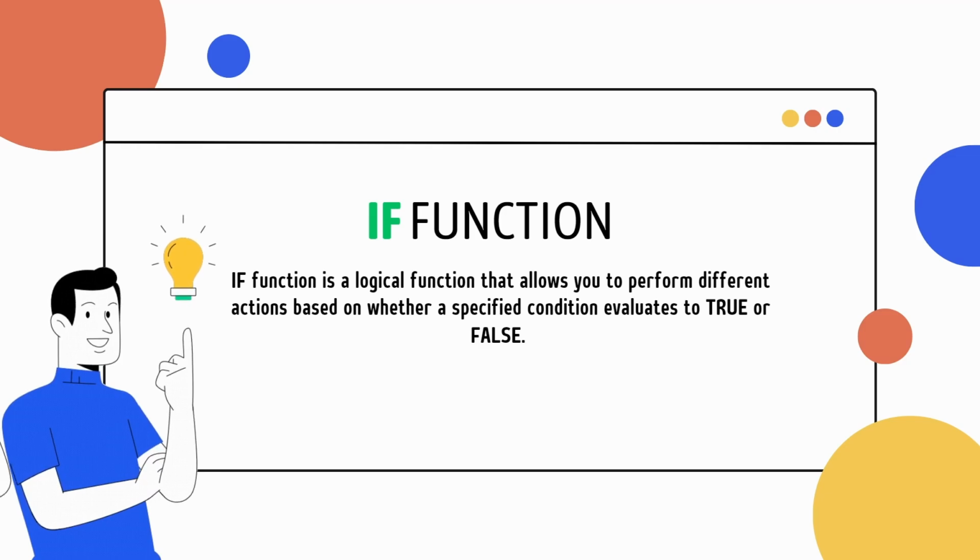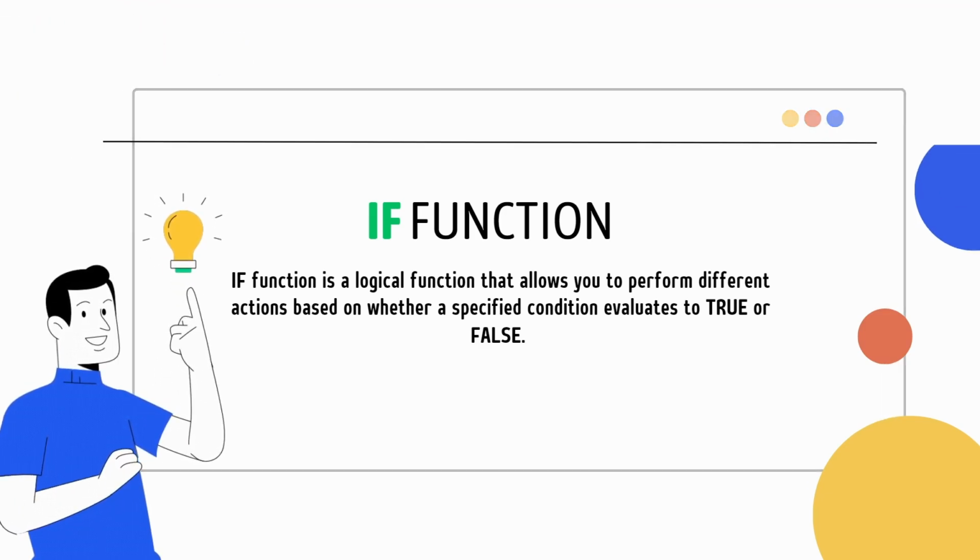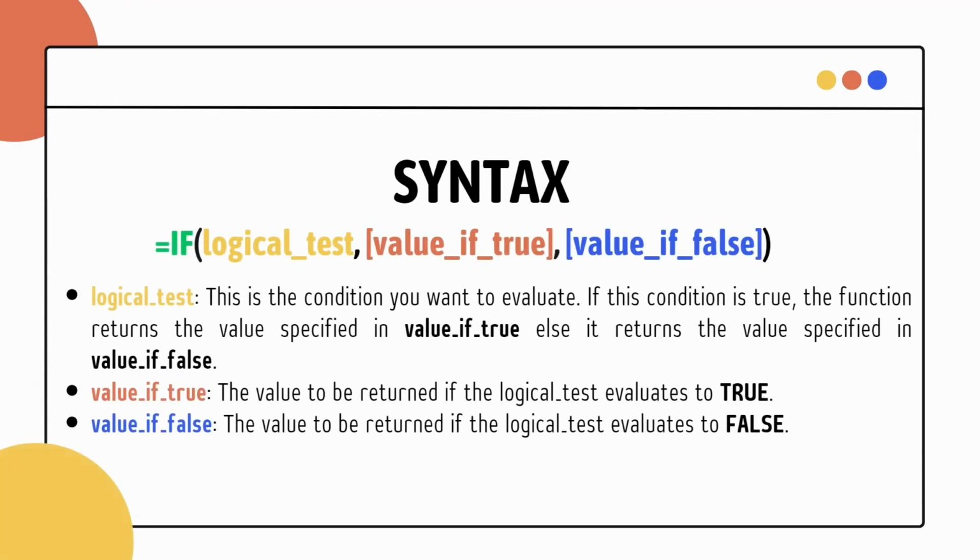Now, let's look at the syntax of the IF function. The syntax starts with an equal to and then the IF statement, open bracket, and the first value, that is the logical test or the condition that we want to evaluate. If this condition is true, the function returns the value specified in the value if true, else it returns the value specified in the value if false.